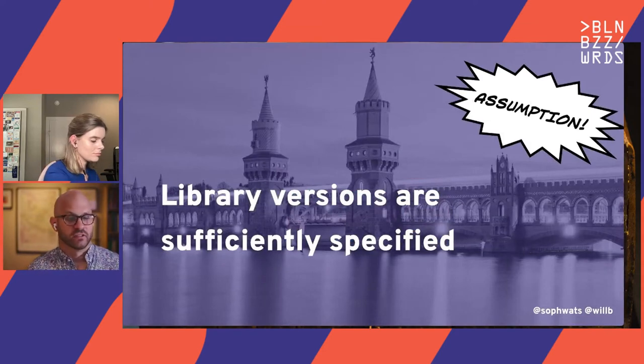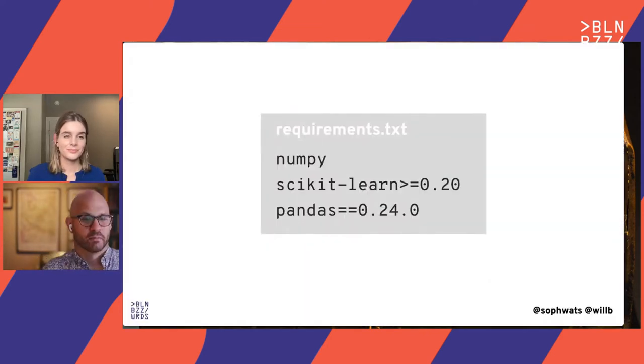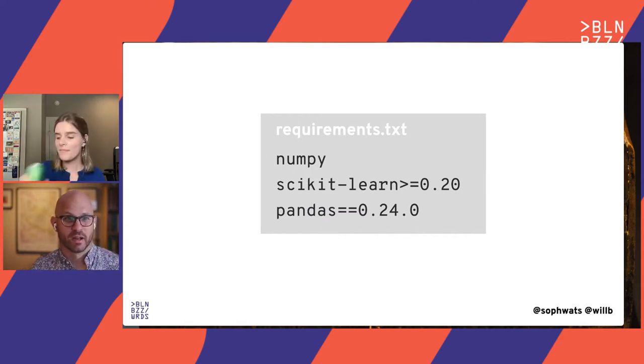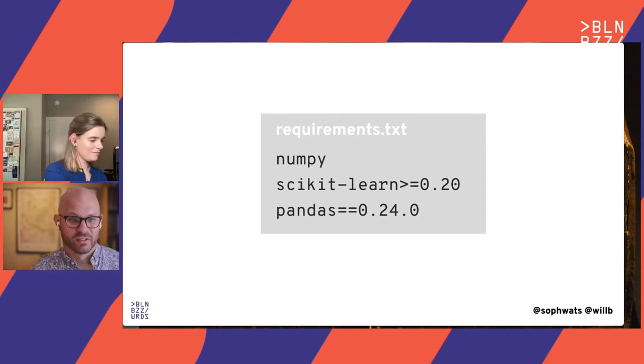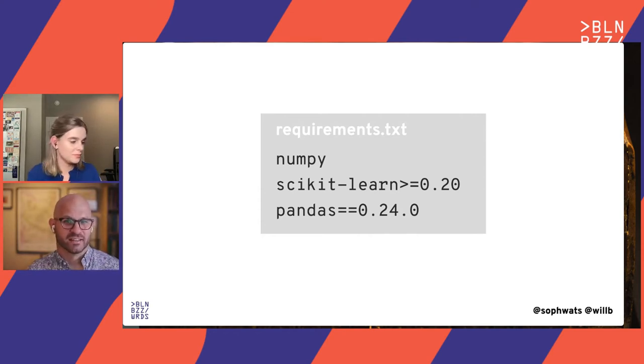A second challenging assumption about libraries is that we've sufficiently specified the libraries we're depending on. If you work in the Python ecosystem, there's a good chance that you've written a requirements.txt file that looks like this. And you should probably update your dependencies if your requirements.txt file looks exactly like this. But essentially what we're saying in this one is that we want an exact version of pandas, at least a given version of scikit-learn, and we're indifferent about the version of NumPy as long as the version of NumPy we get works with everything else we have.